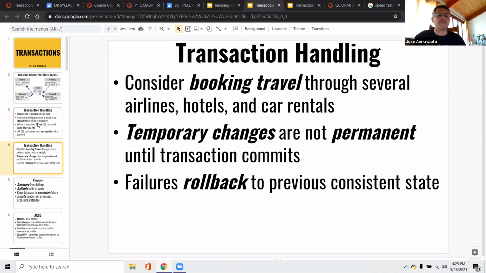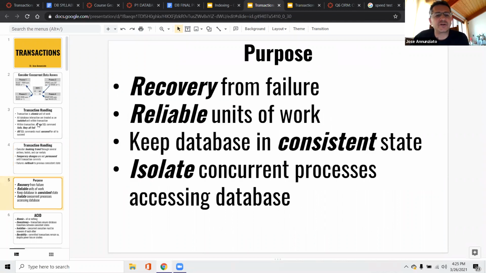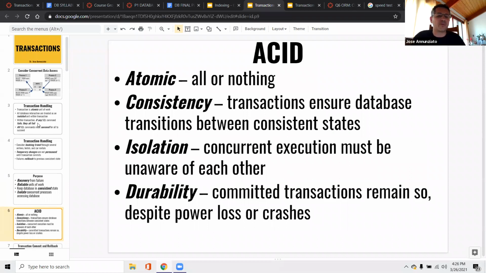So yeah, the book travel example that we mentioned earlier. Database transactions introduce things such as being able to recover from failures, that we can define reliable units of work, that either the whole thing occurs or none of it occurs, that we can recover, that it leaves the database in a consistent state and isolates the processes from each other. We also say these in different words.